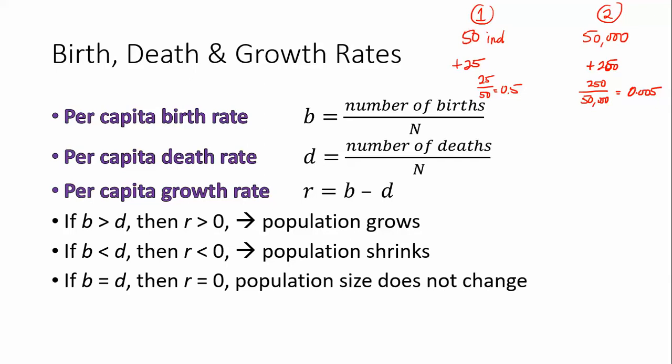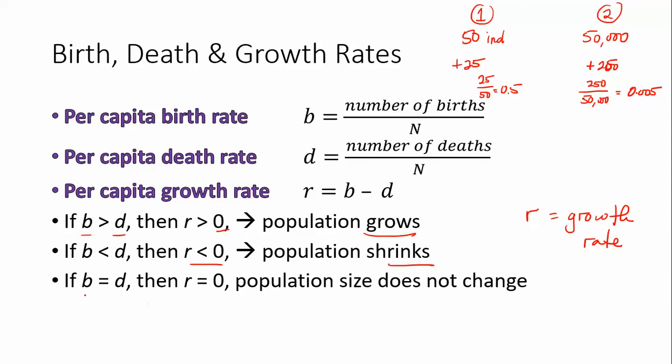You can also calculate the per capita growth rate just by subtracting D from B. Anytime you see R in the context of population, that's going to be the growth rate. So if your births exceed your deaths, then you're going to have a positive growth rate and your population grows. And just think about it this way. You're adding more people to the population than are leaving, or more organisms to the population than are leaving, you're going to have more individuals. If your birth rate is lower than your death rate, then your R is going to be negative, and then your population is actually shrinking.